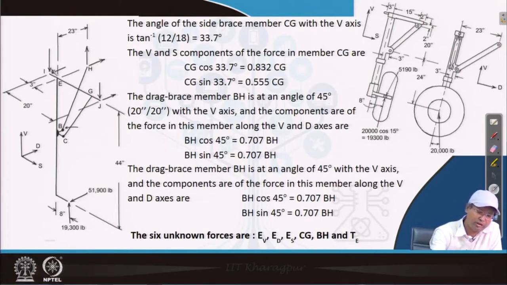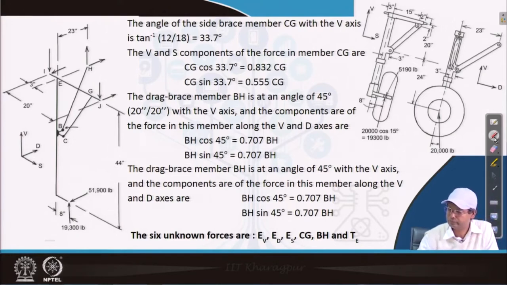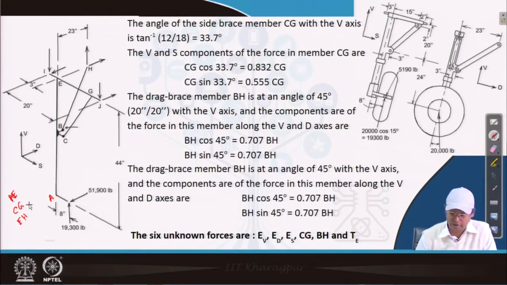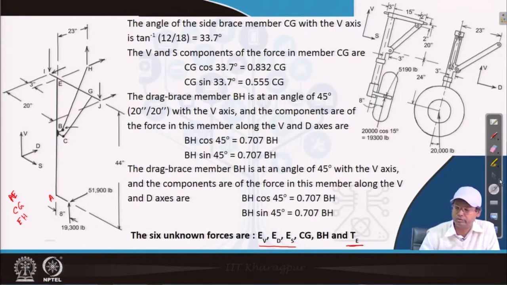Initially, we will not consider this top member IJ; we will consider the remaining portion. I want to say we will be considering this point as A, AE, CG, and EH for our analysis, and then we will find out the other forces. We also need to find out EV, ED, ES along with the torsion TE here. So, this is the understanding we need to solve the problem.